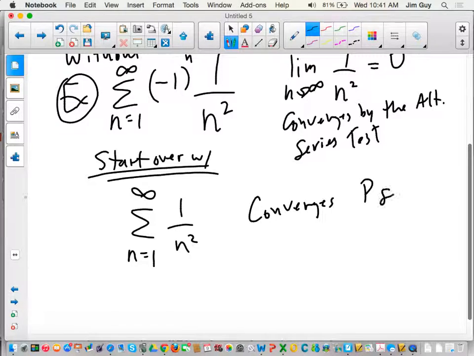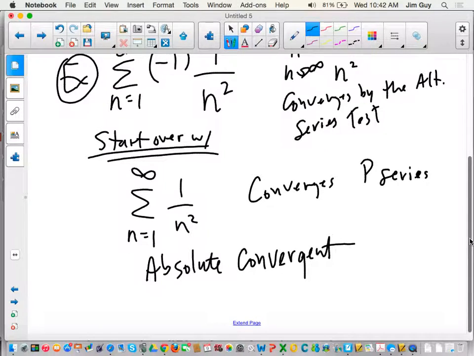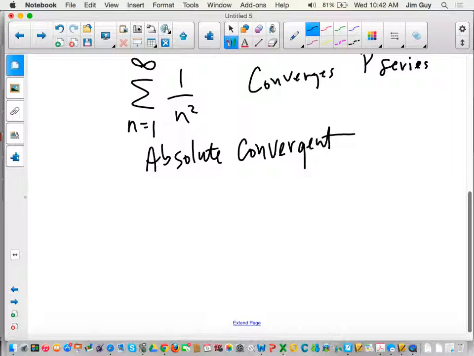by the P-series. Don't worry, you're going to get a lot more practice in this assignment with them all mixed together. That's what you really need, to mix them all up and try to figure out what test to use. Okay, so it converged with the negative signs in, and it converged with the negative signs out. So what do you think? Absolutely convergent. Questions on that?